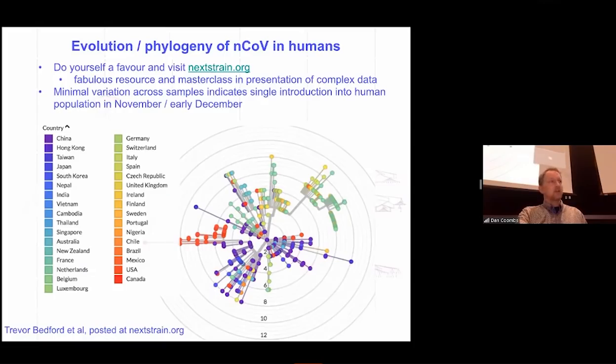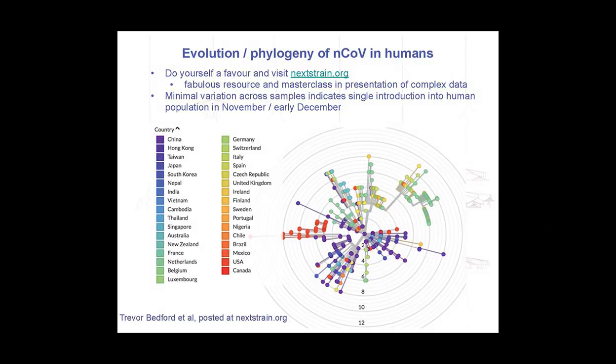Okay, I include this slide really just as something you should do. So do yourself a favor and go to nextstrain.org and learn about the evolution of this virus. This is a plot from nextstrain.org where a bunch of the strains are drawn out as a phylogenetic tree. It's like a family tree, and it's rooted at the center. I chose to present it like this.